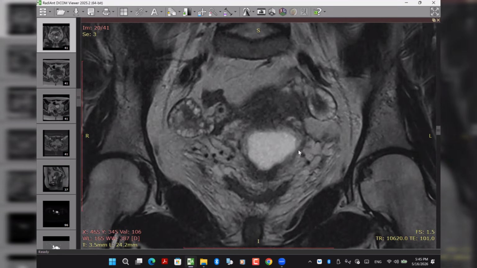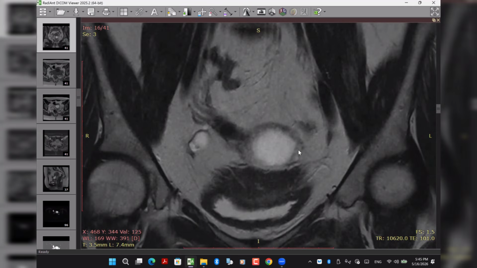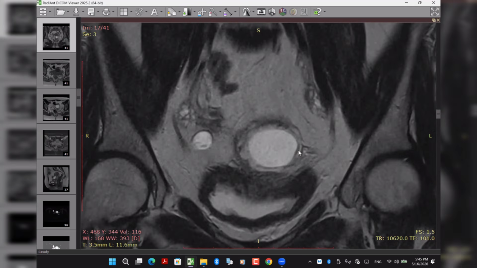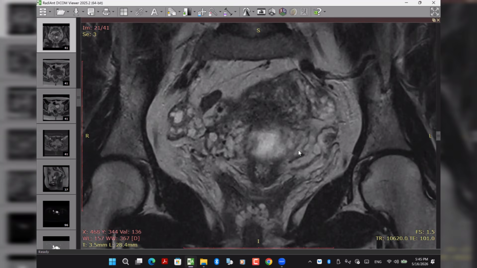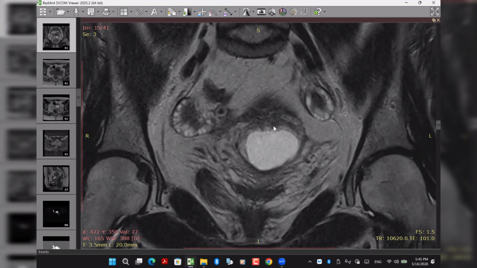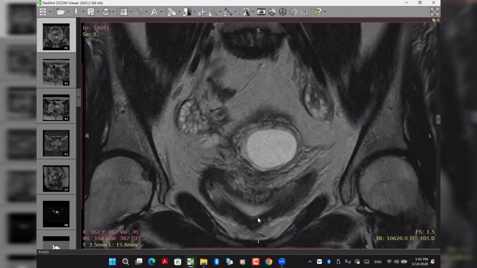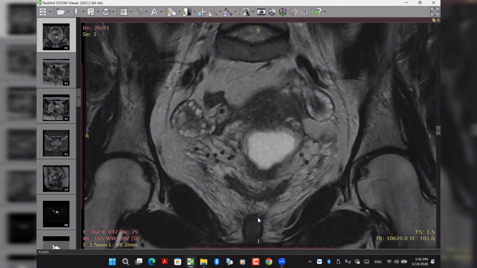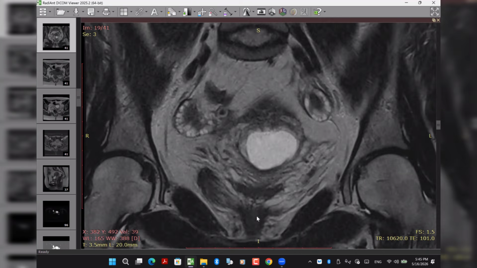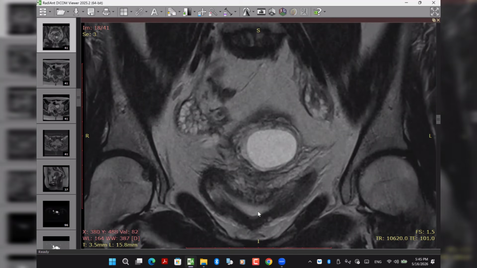Looking at the uterus, there is a round cystic lesion seen just on top. At the beginning, I thought it was the urinary bladder, but the urinary bladder is pushed downwards, and this is just on top of the urinary bladder. I think it is within the cervix, I would say.